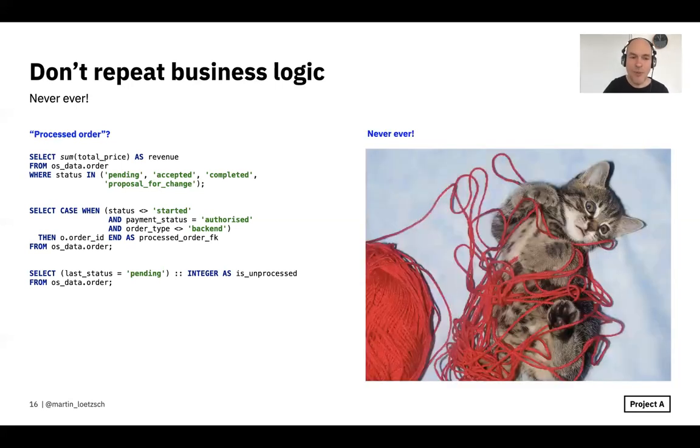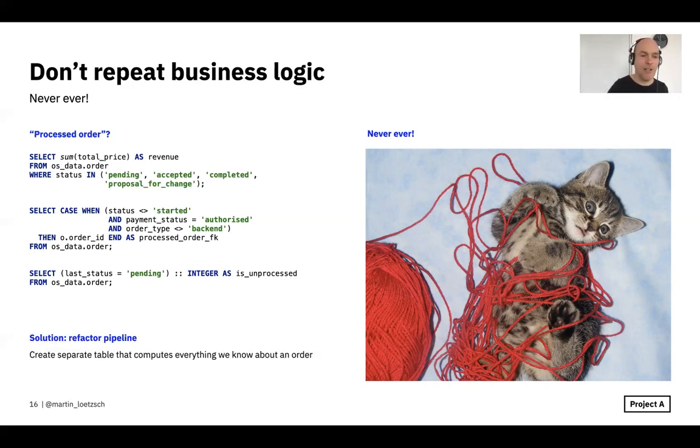So never ever do that. If you have business logic about what a processed order is, don't put them in several places, but refactor your pipeline so that there is a single place or where you create a separate table or task that computes everything you know about an order, right? So where you can compute, is it processed or not? And then maybe also make the right decisions about which columns to use for computing a revenue.